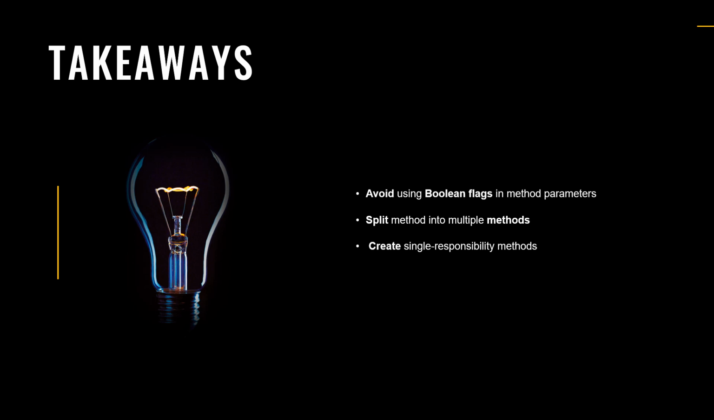So here's what you should remember from the last video and apply in practice to write better code. Avoid using Boolean flags in method parameters, as they can indicate that the method has multiple responsibilities. Instead of using a Boolean flag to indicate multiple responsibilities within a single method, consider splitting the method into multiple, single responsibility methods. This will make your code easier to understand, test, and maintain.